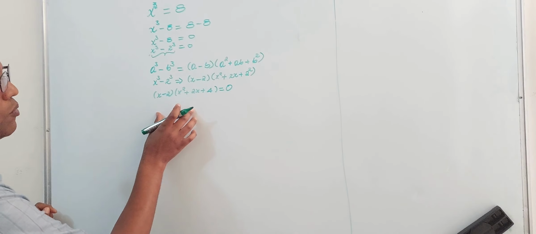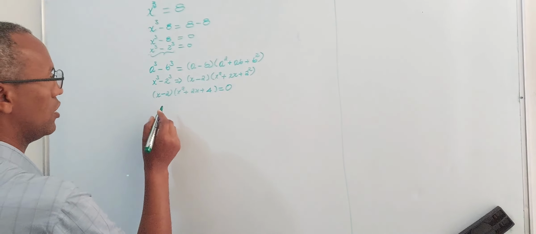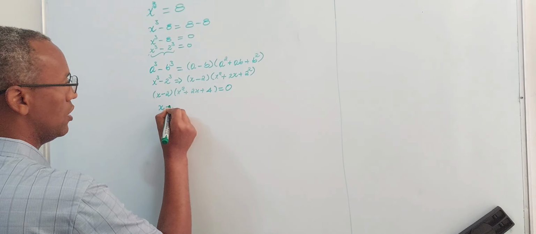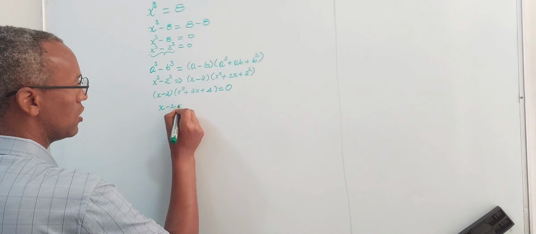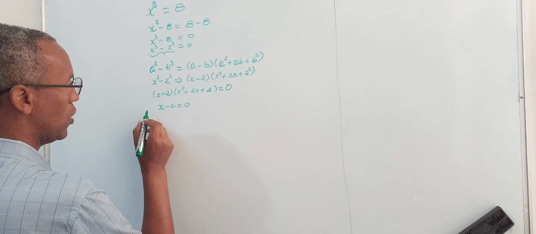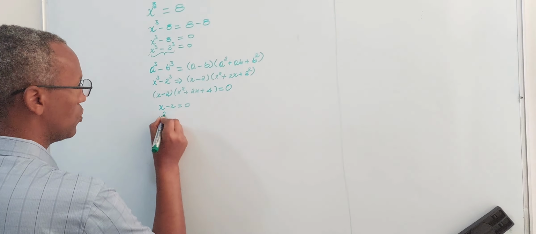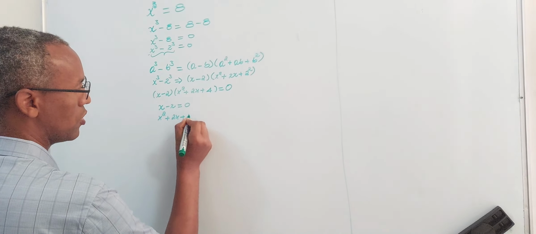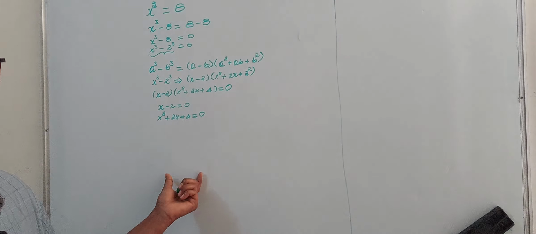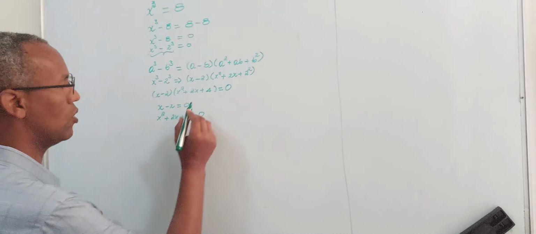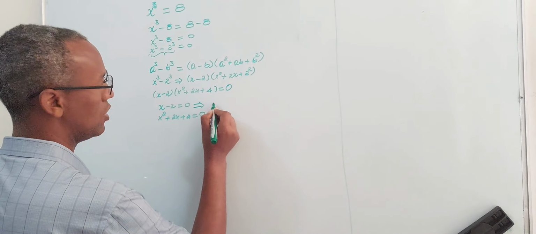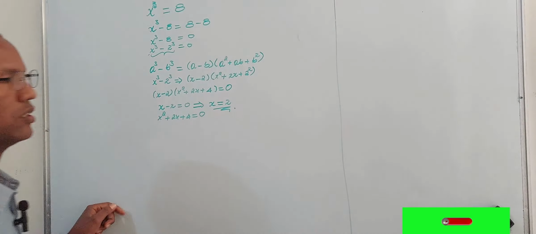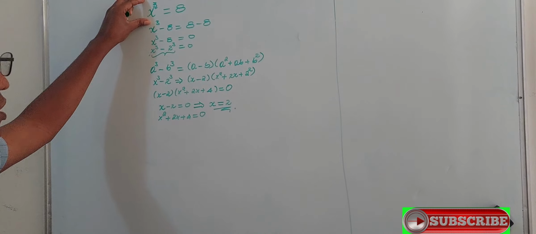Now, based on this factorization, you can understand that x minus 2 is equal to 0, as well as x squared plus 2x plus 4 is equal to 0. That is what you can get from this side. So you will get from this equation x is equal to 2, right? That is one solution of this equation, okay?